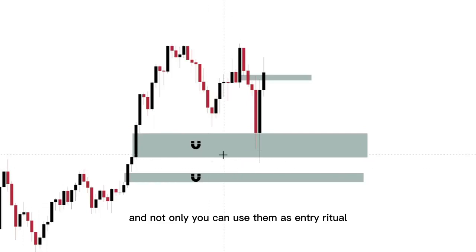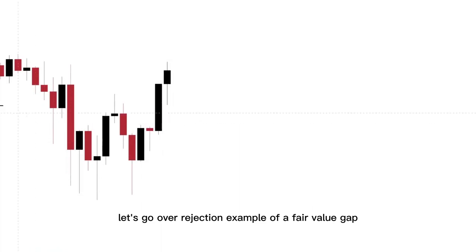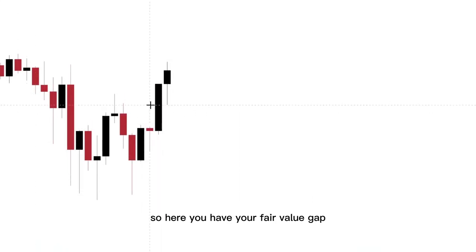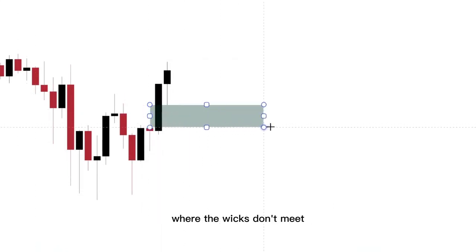And not only can you use them as entries, which we'll cover in a little bit, you could use them as a guideline to where price wants to go. So let's go over a rejection example of a fair value gap. So here you have your fair value gap where the wicks don't meet.